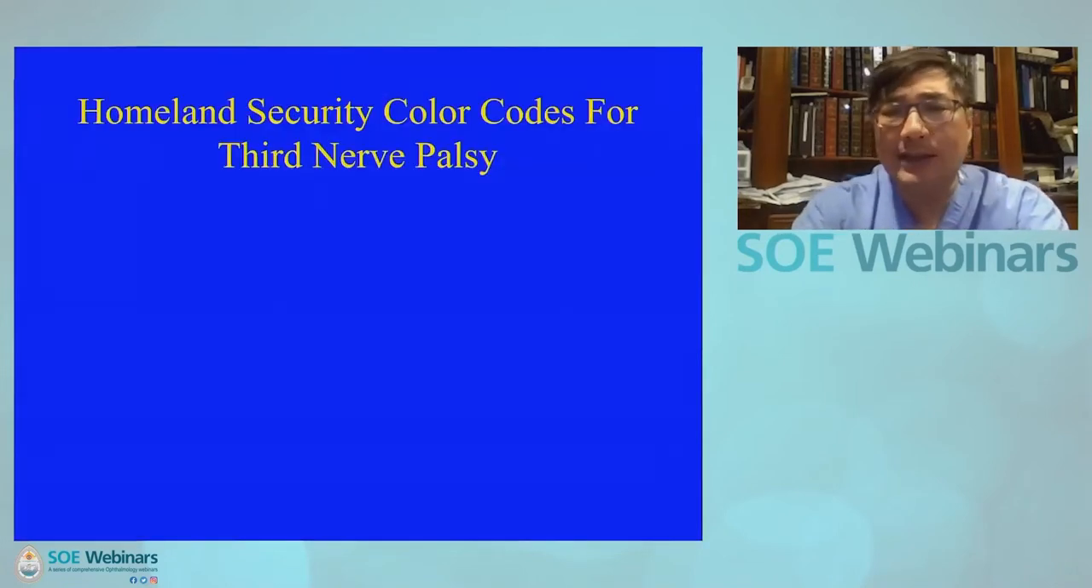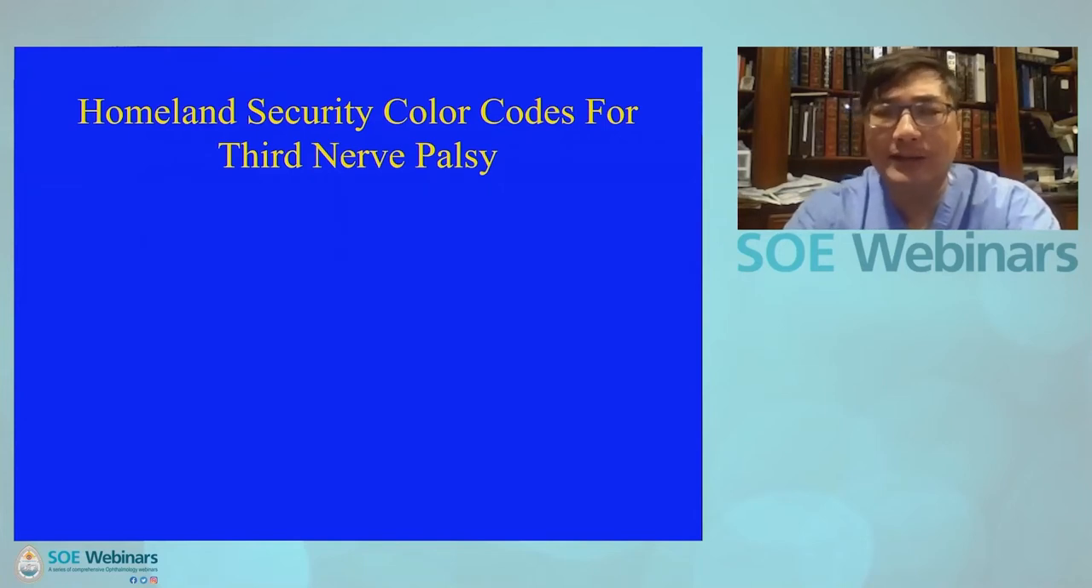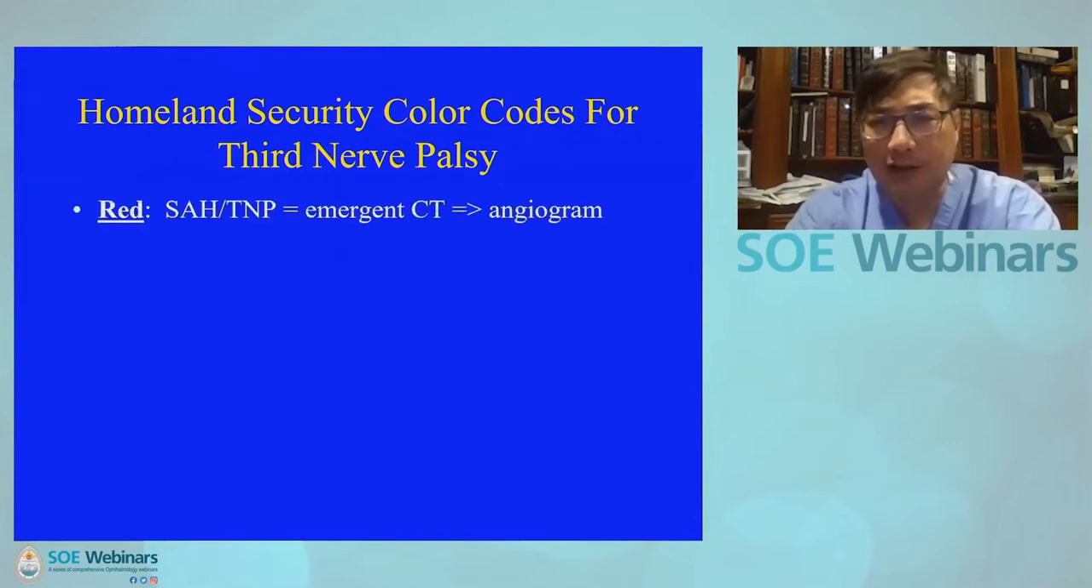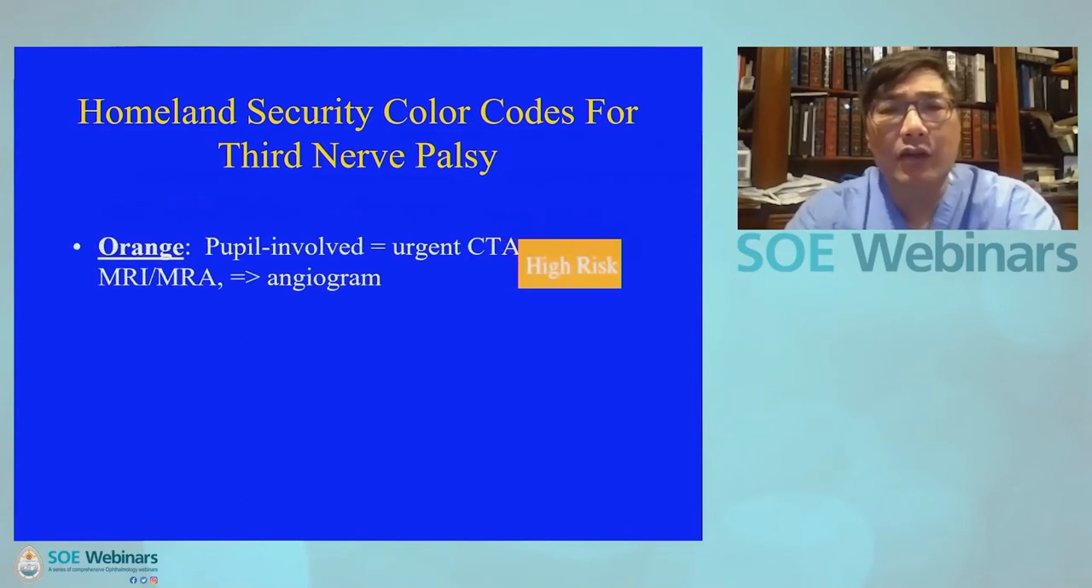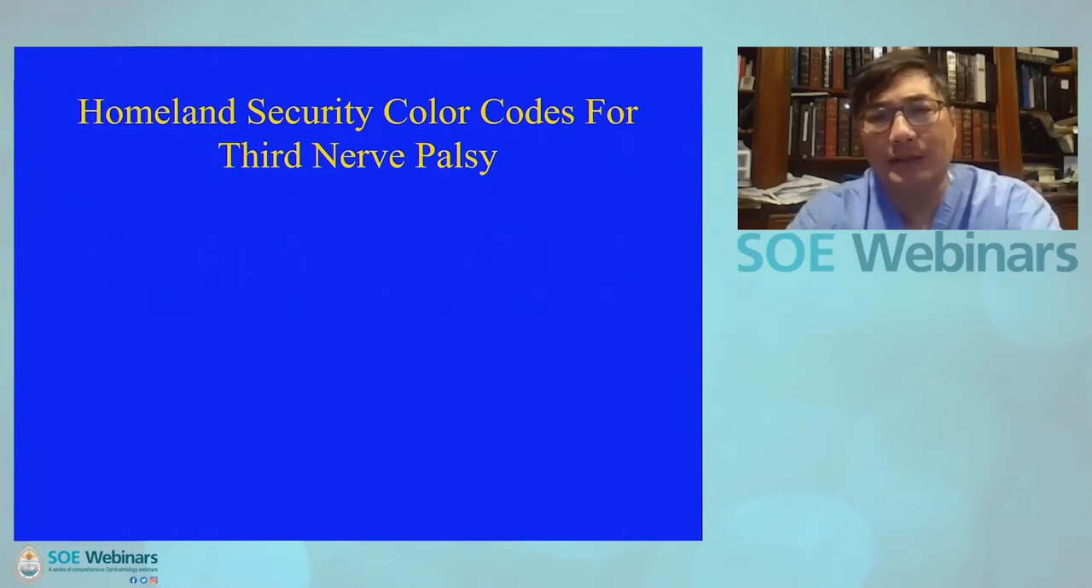So translating this into the Homeland Security color codes, in the red zone, subarachnoid hemorrhage, third nerve palsy, you need a non-contrast emergent CT, and you might need an angiogram after that, especially if it shows subarachnoid hemorrhage. And in the orange zone, pupil-involved third nerve palsy, that's going to need an urgent angiogram of some kind. In our hospital, that's non-contrast CT followed by CTA, MRI, MRA, and then angiogram.